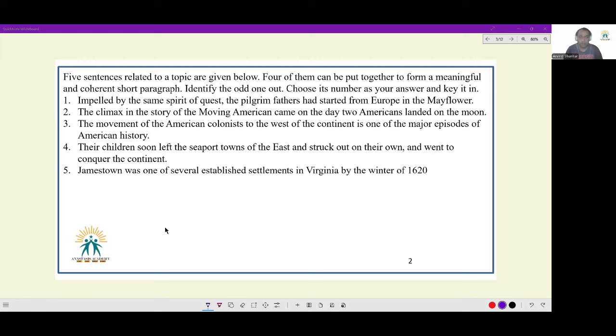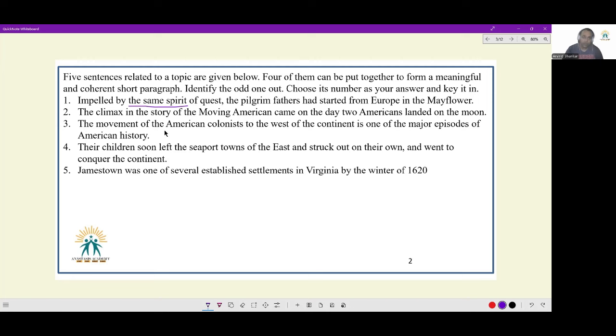Impelled by the same spirit of quest, the Pilgrim Fathers had started from Europe in the Mayflower. Okay. So given that statement 1 talks of by the same spirit of quest, there has to be some quest mentioned earlier. The climax in the story of the moving American came on the day 2 Americans landed on the moon. This could be the quest being referenced in 1.